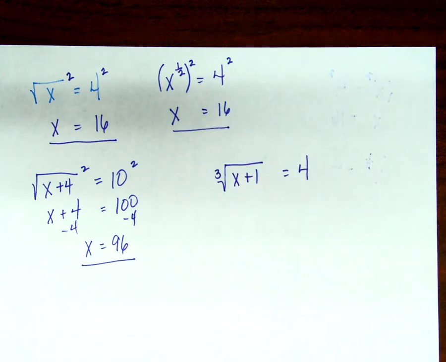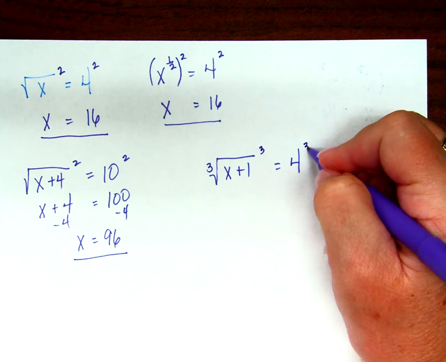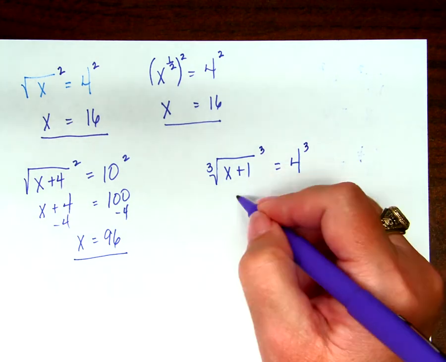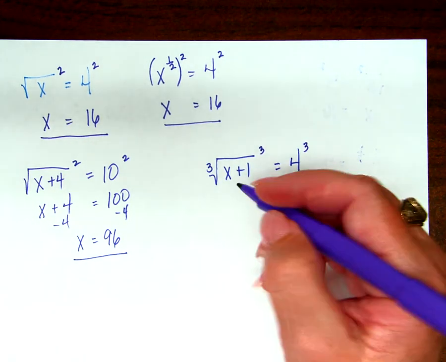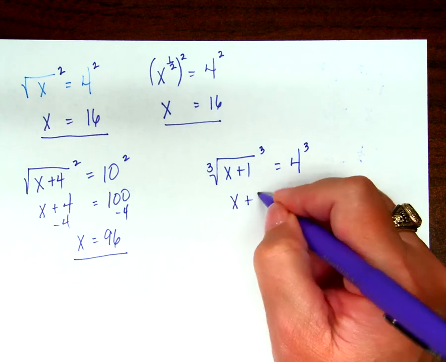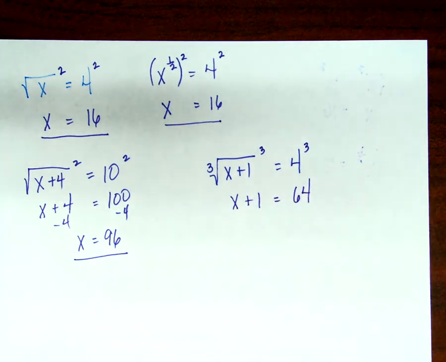This one's definitely a harder one, right? Maybe not. Why do some people think it's harder? Because it's a cube root. How do we undo a cube root? Cube. If I cube this side, I have to cube this side. What's left on the left-hand side if I cube a cube root? Whatever's under the cube root. So x plus 1 in this case equals 64.